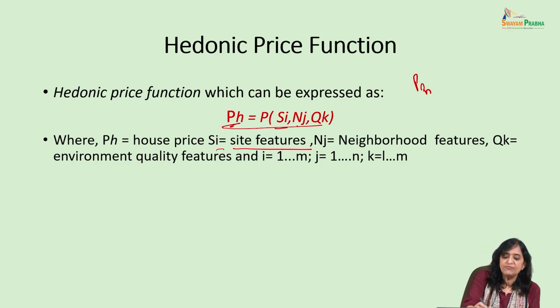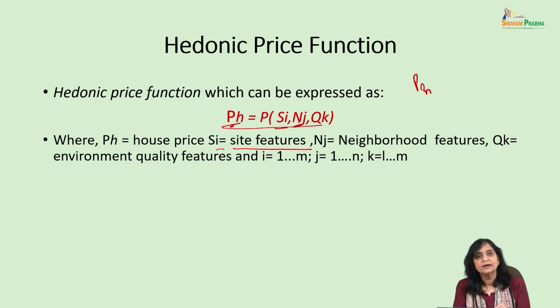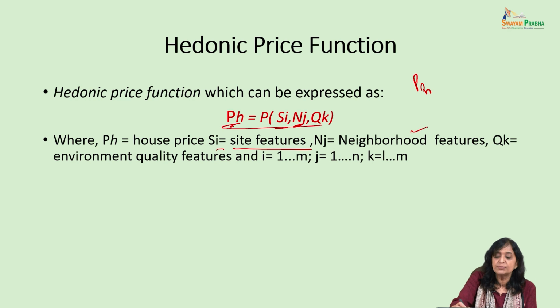Then we have NJ, which is another independent variable, which we are saying are the neighborhood characteristics. What do we mean by neighborhood characteristics? We have seen, for example, if you intend to go and buy a house, you like the structure and everything, but you see the neighborhood has no very well-connected roads, there is no availability of public transport, probably good quality schools are not there.